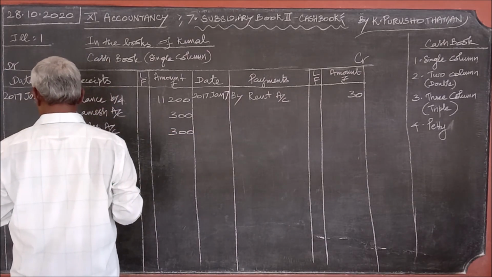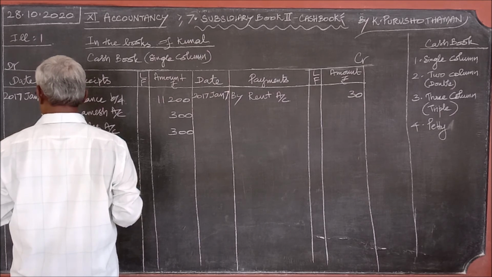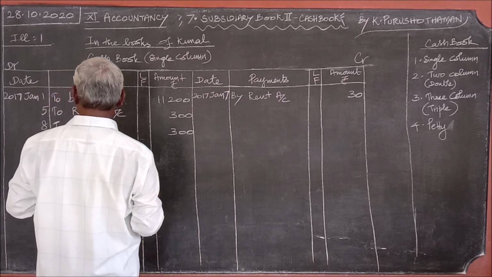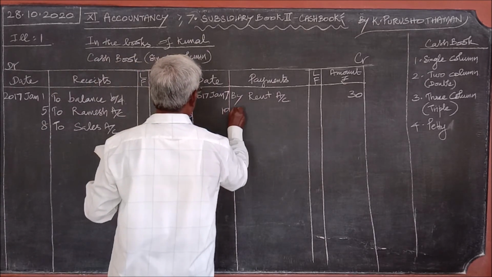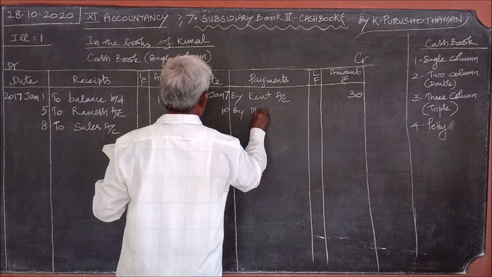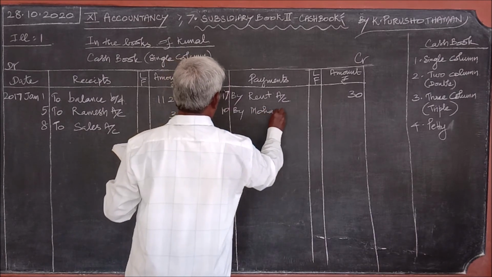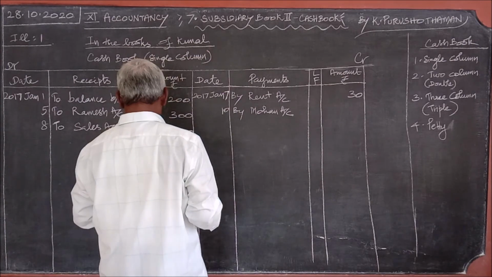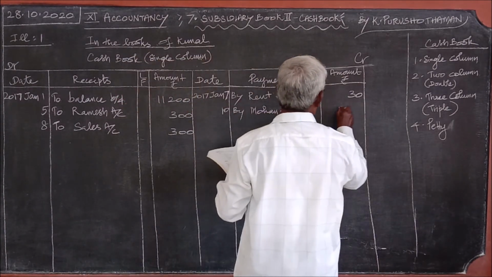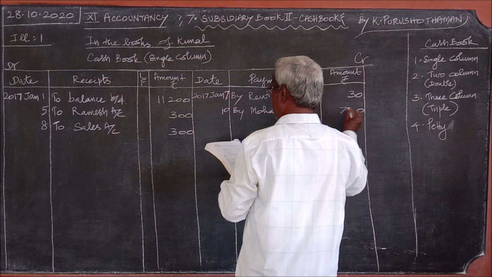Right, after 8th, then 10th, paid Mohan. Paid Mohan means paid to Mohan. So on 10th, by Mohan account, Mohan account, 700.